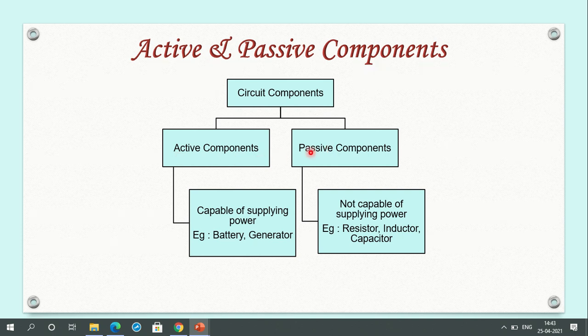Now, the next category of components is the passive components, and they are the opposite of active components. They are not capable of supplying power. They cannot supply power to a circuit. They can just modulate the power supplied by the active components. Modulate means they can control that power. They can either vary or control the power supplied by the active components. Examples of passive components are resistors, inductors and capacitors.